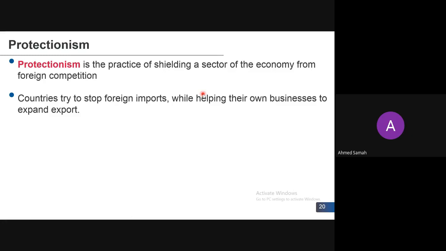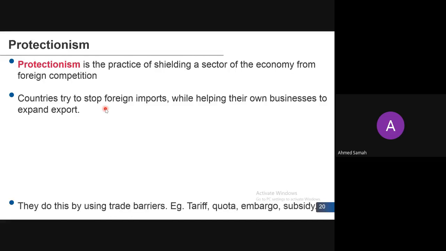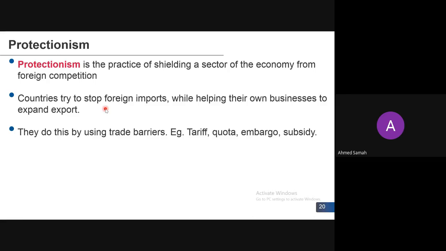If the particular producers have high lobbying power, then the government might impose such protectionism measures to stop foreign imports coming into the country and also boost the export businesses of the country as well. So they do this by using trade barriers, which could be tariffs, quotas, embargoes, or subsidies. So these are all examples of trade barriers.